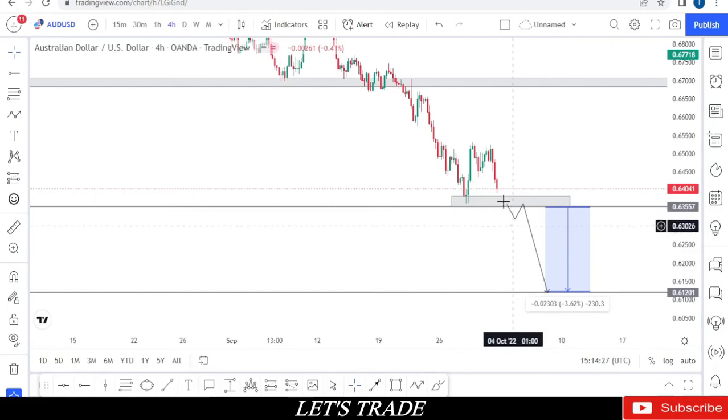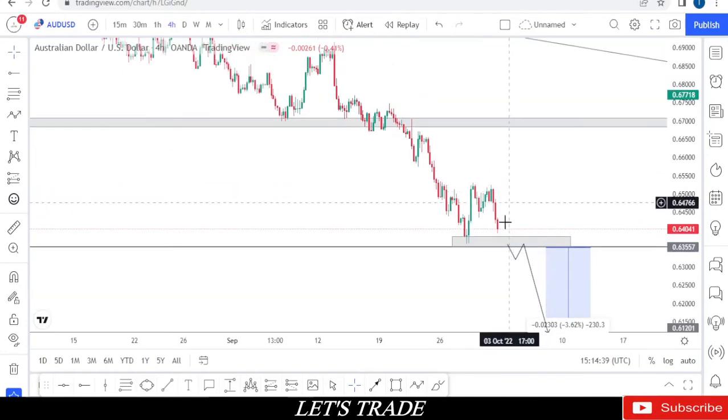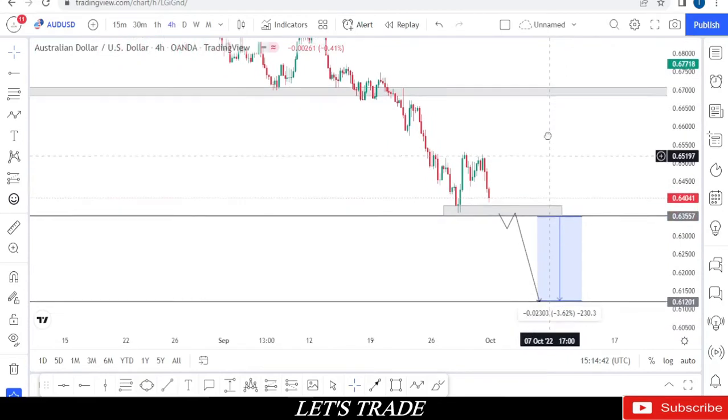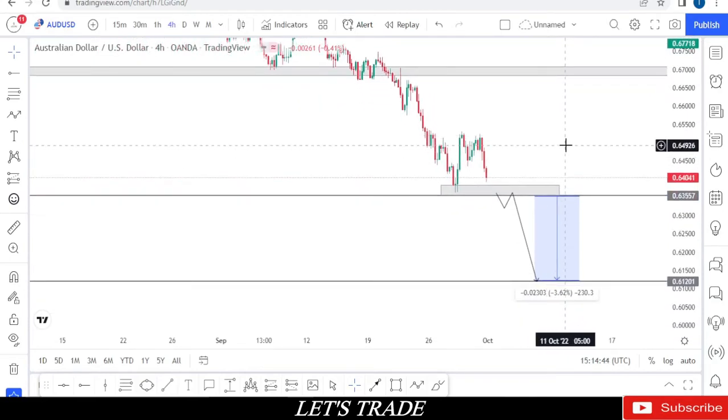So what I'll be expecting on the AUDUSD is a break and retest of this zone, then a sell to the downside here. If anything changes, should we bounce off this zone, then I'm going to drop an update in the Telegram channel.